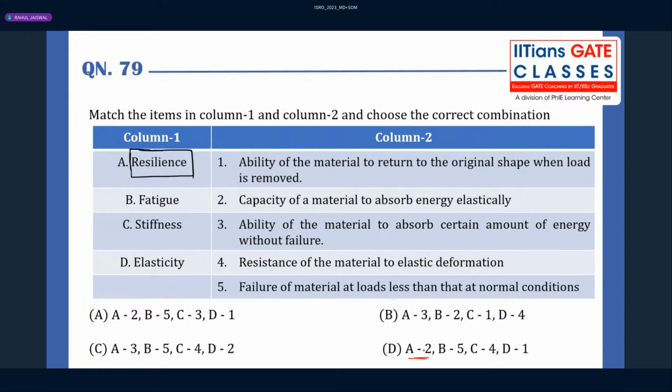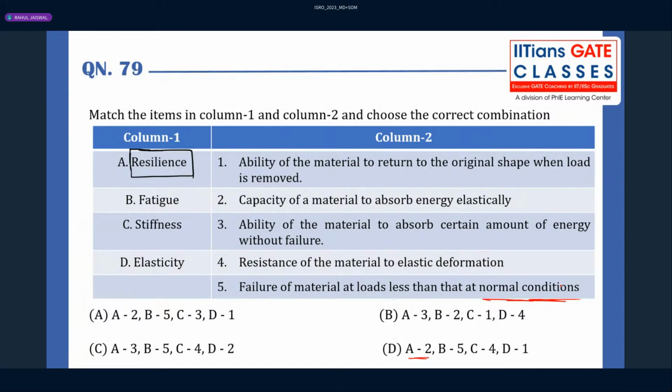Fatigue, what is the meaning of fatigue? The failure of a material at loads less than the normal condition. I told you, normal condition is the static condition. Sometimes fatigue failures happen much earlier than the static failure. Those statements they have kept in the form of options here. So B will be 5. Stiffness, what is the meaning of stiffness? The resistance of a material to elastic deformation. That is the stiffness, right? So C will be for 4.